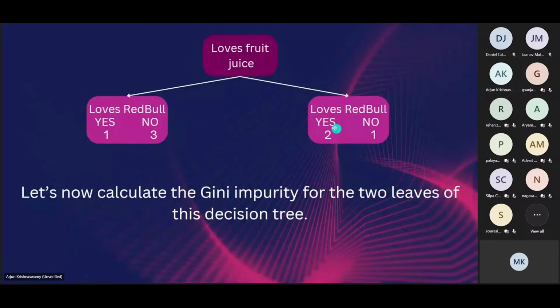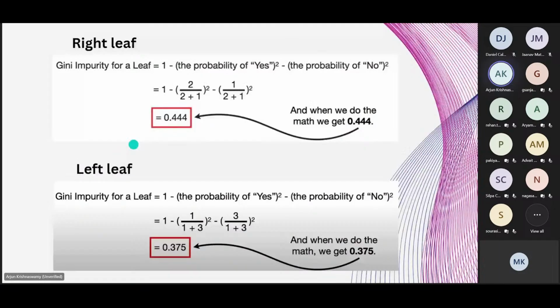And it makes sense also, because I'll tell you why Gini impurity makes sense intuitively. The Gini impurity for the right leaf, that is here, is 0.444. I explained the calculation for that. And for the left, it's 0.375.